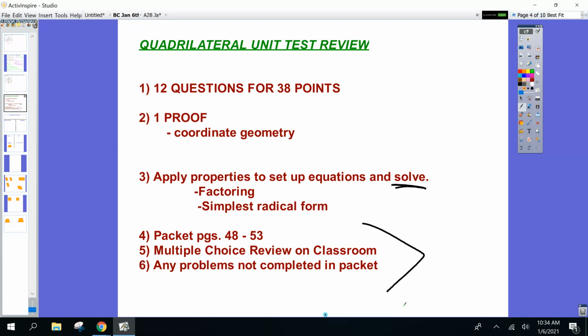There's only going to be 12 questions on there, 38 points. And I realize that is not much for a unit test, but I can't make this test longer than it needs to be because no one would be able to finish in the amount of time you have. All right, so that's why it's only 12 questions, 38 points.